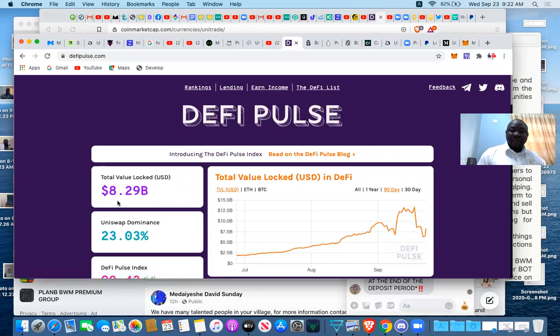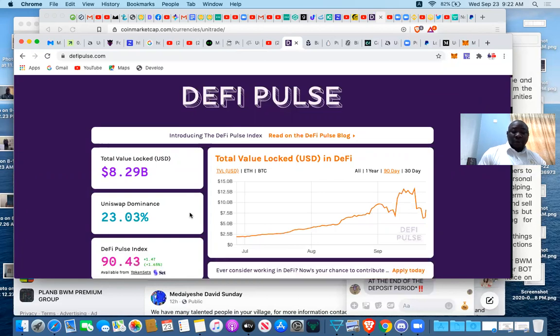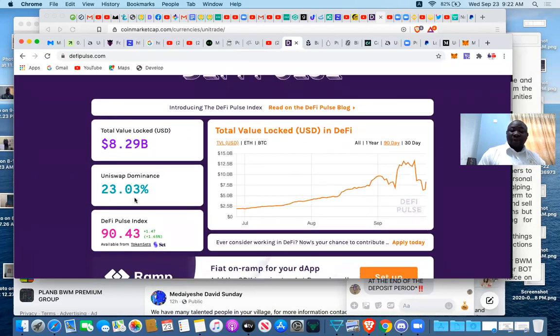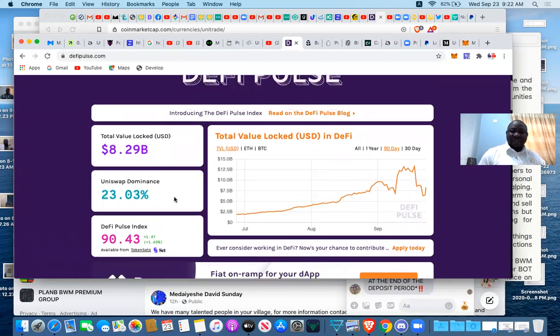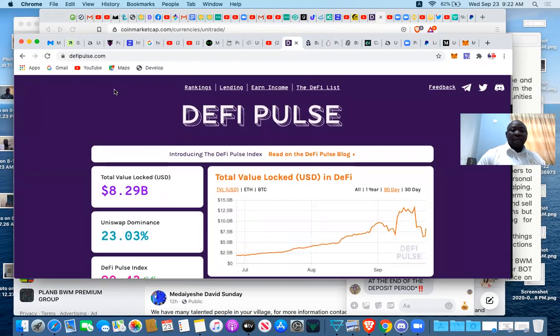something like $8.29 billion locked. So Uni is having 23.03% dominance. Man, this is crazy. Guys, this is crazy. It was 19 before. Before it was 18, 19, 20, and I never knew this had happened already. So let's go straight to Uniswap.